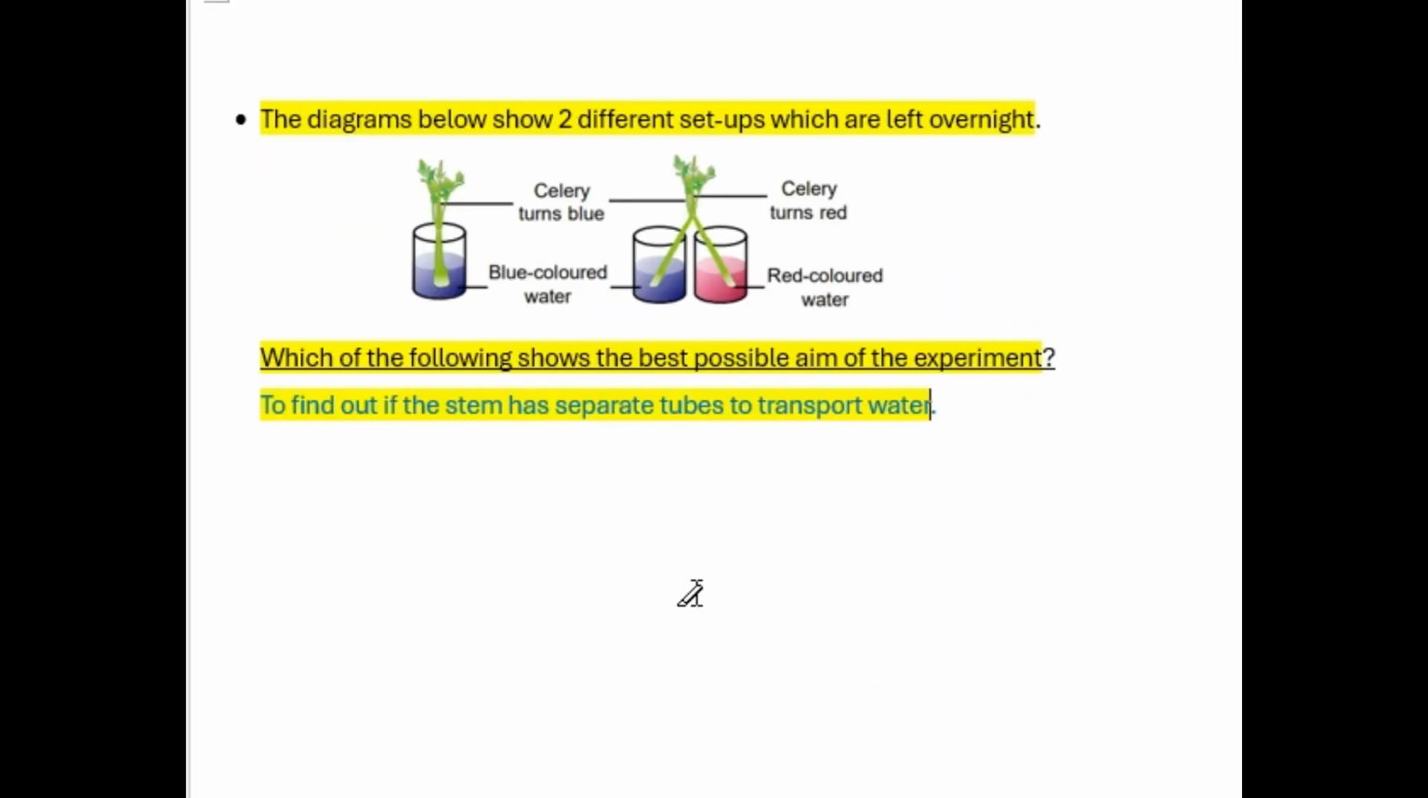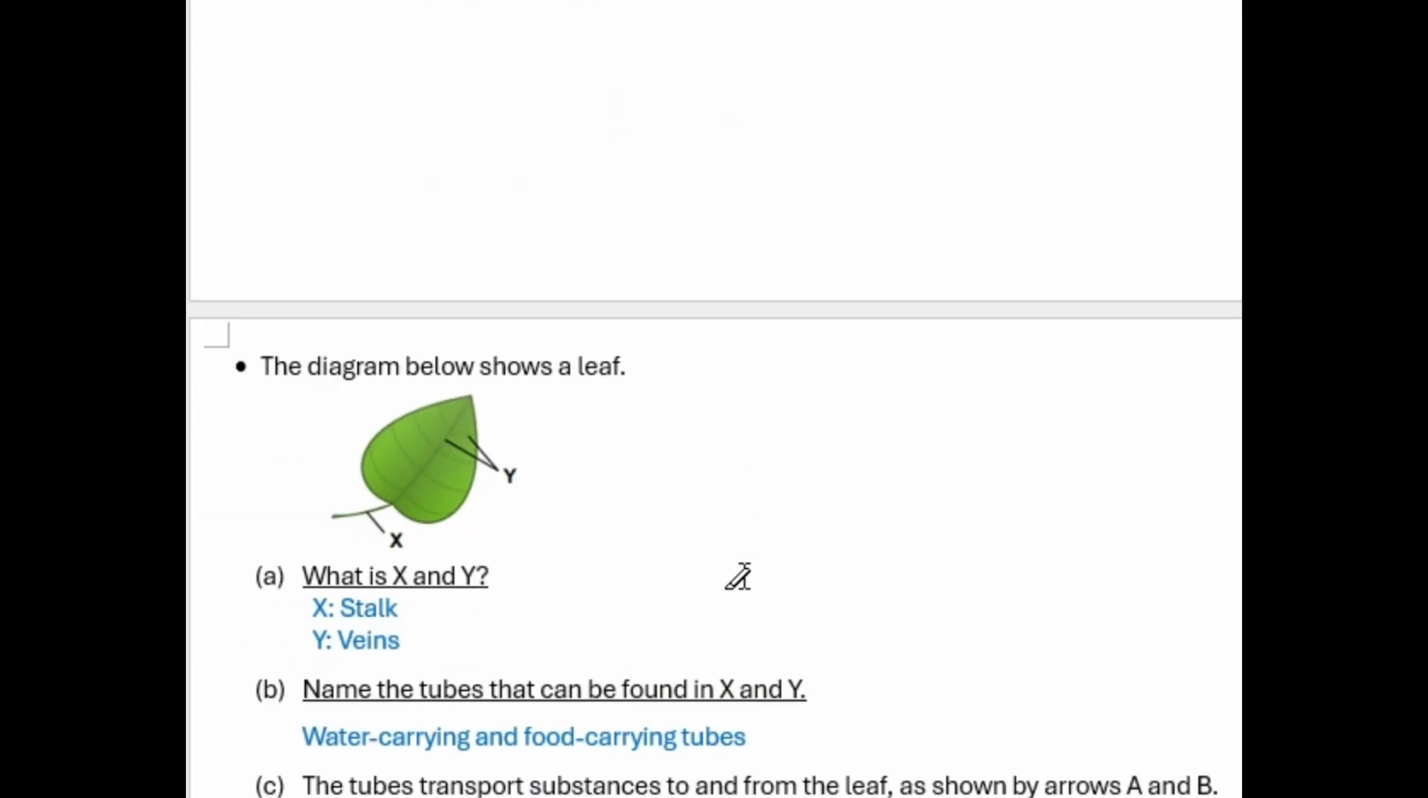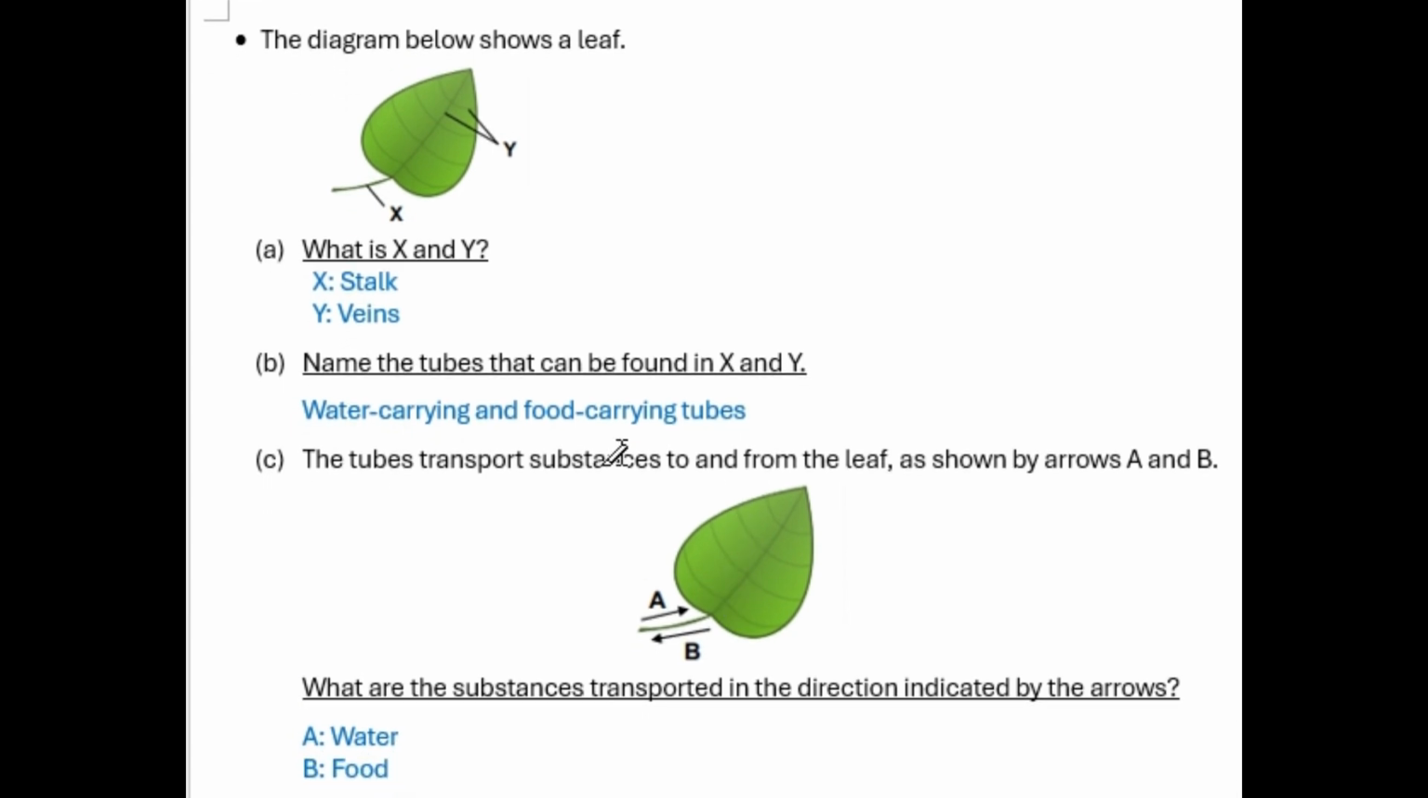The diagram below shows a leaf. A. What is X and Y? X. Stalk. Y. Veins. B. Name the tubes that can be found in X and Y. Water-carrying and food-carrying tubes.